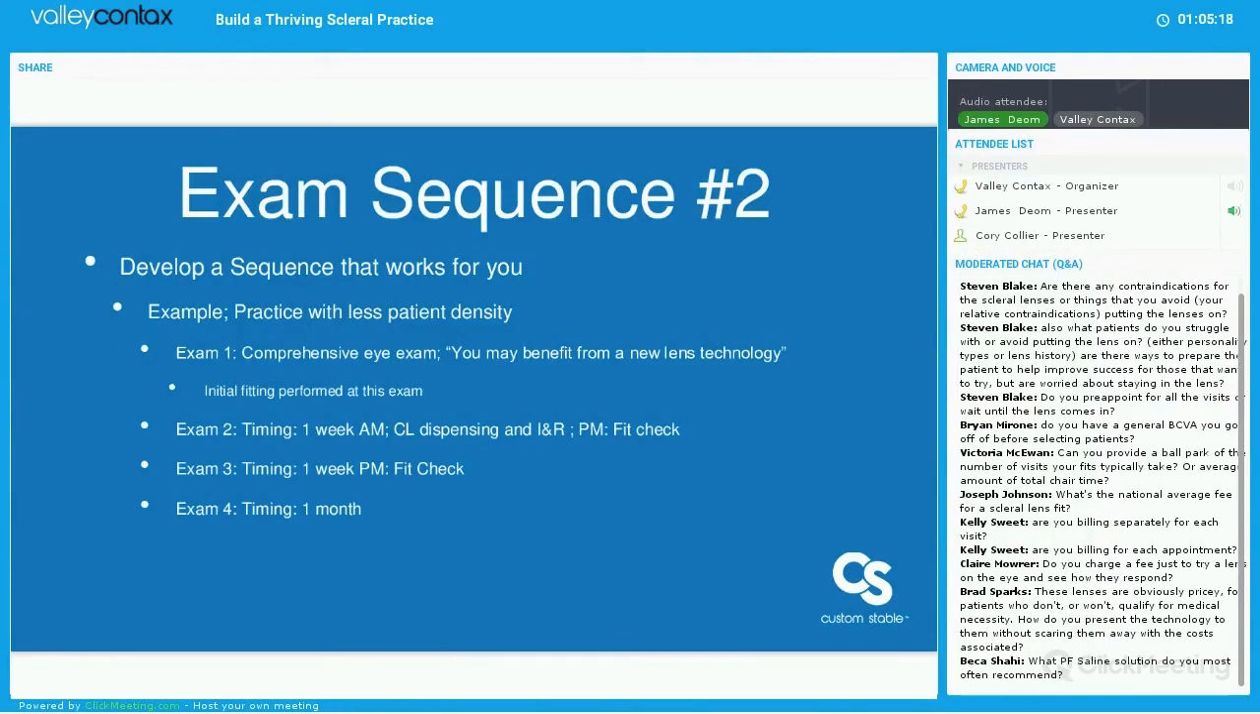And then the other question was, do you charge a fee just to try a lens on and see how they respond? And the answer to that is no. I do not, just for the one eye, see how it feels.